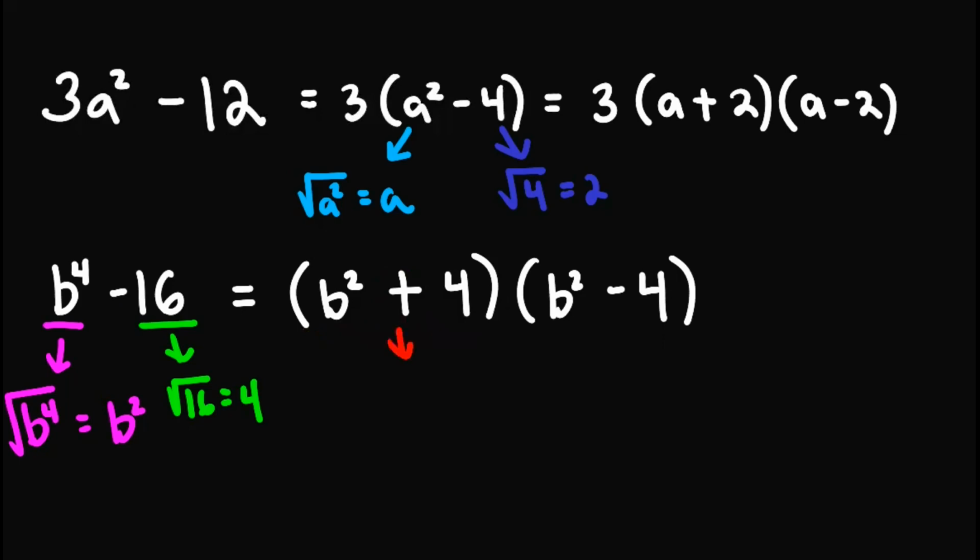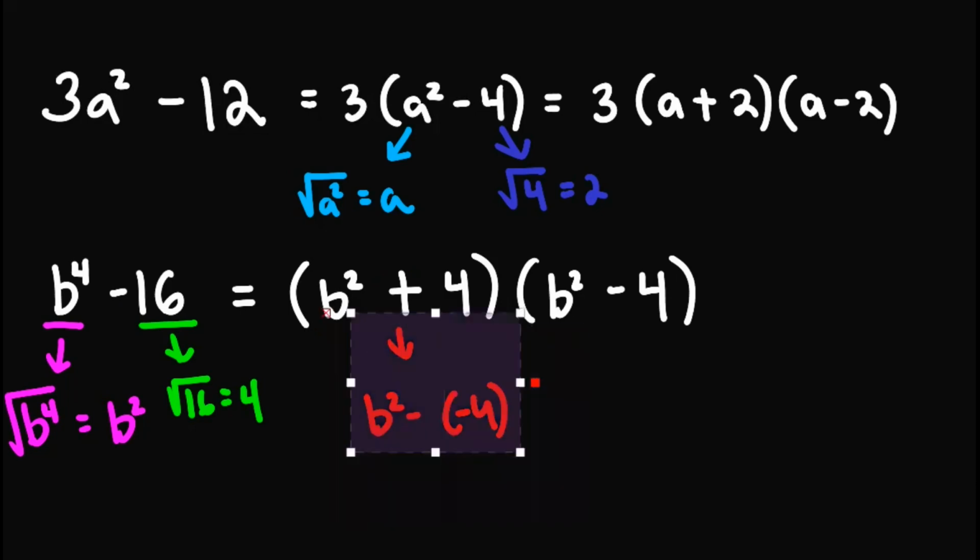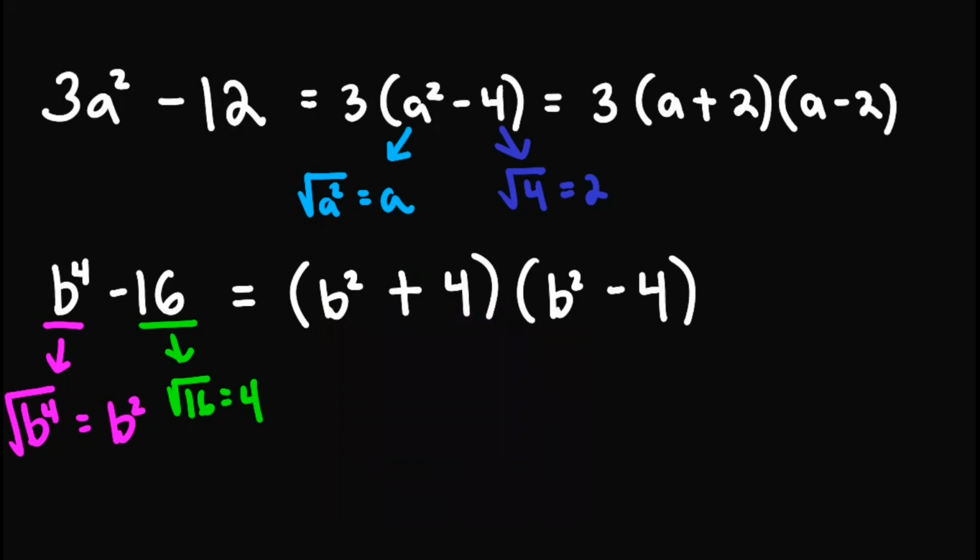But note that you can actually write this one as b squared minus negative 4. However, if you apply the difference of two squares method, we will actually have a factor of a complex number, but we are not dealing with that still, since we are focused more on real numbers and most specifically integers. So we focus on this one.